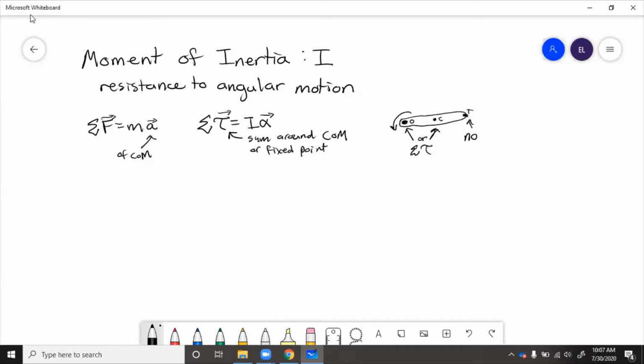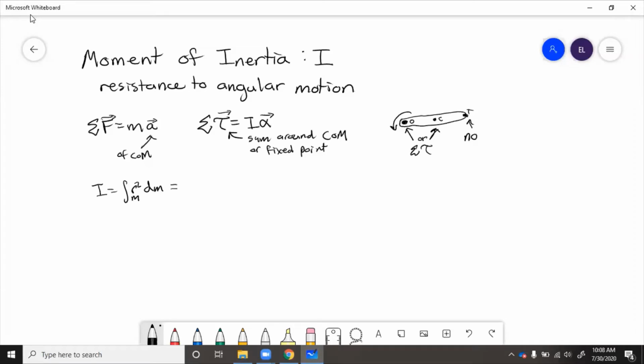Now, the way you get moment of inertia, it is the integral of distance squared over mass. So I equals the integral over m of r squared dm. So basically summing up every little particle on the whole body and its distance to get total moment of inertia. And r is this distance from the axis of rotation.